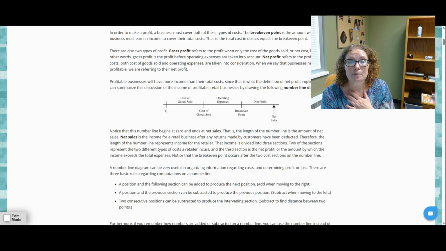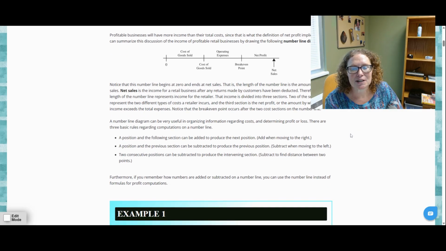So we talk about the net sales being the income after any returns. So we've got to think about returns. We did that from last chapter. So we're going to divide that into sections. So we want to organize it.